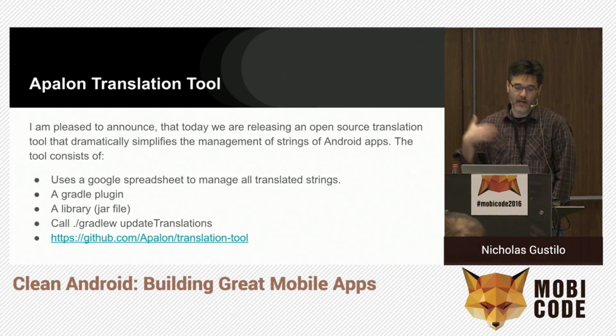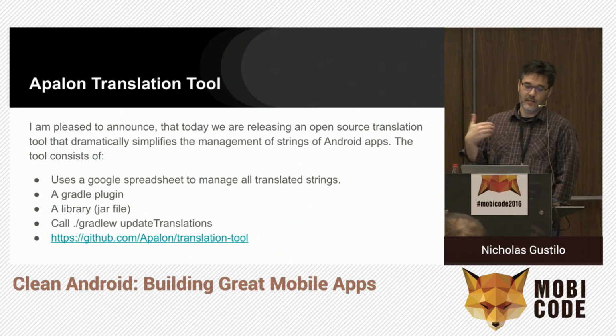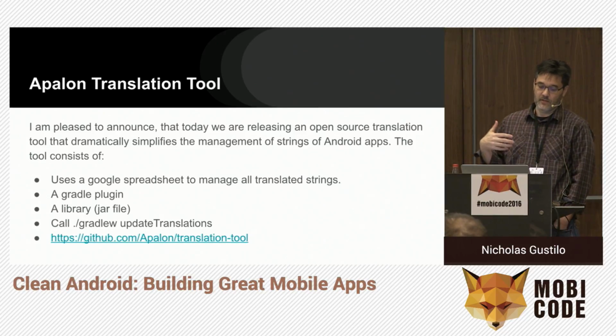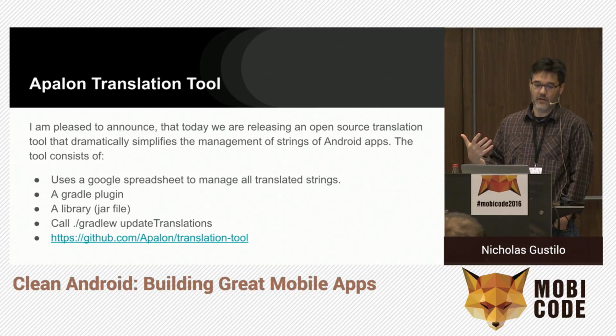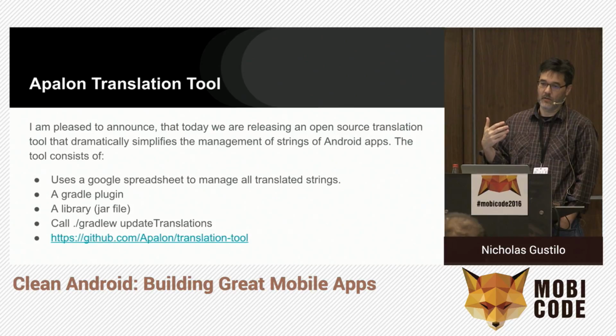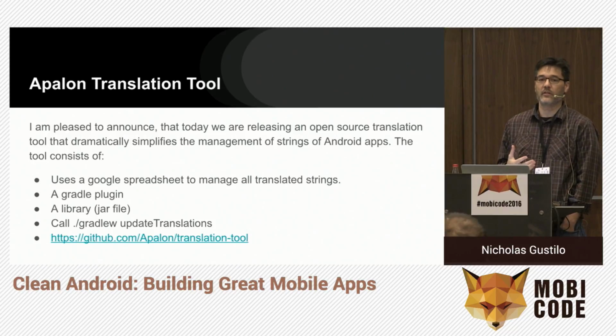Before I get into my actual talk, we have an announcement to make, so I'm going to go through it quickly. Today we're announcing the release of our translation tool. We've developed a translation tool, and we're open sourcing it. What it does is dramatically simplify the creation and management of string files for Android. You create a Google spreadsheet and put all your translations in it. We've created a Gradle plugin, and you simply type this Gradle command, update translations, and it will automatically pull all the data from the spreadsheet and create all the strings files for you. It's been a super time saver.